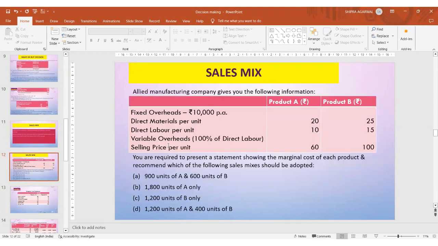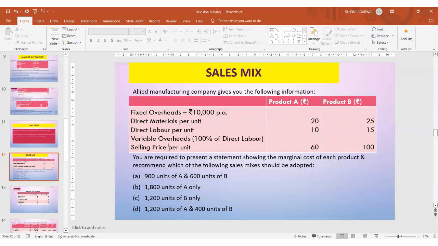Allied Manufacturing Company gives you the following information. They have two products, product A and B. Fixed overheads are constant, that is 10,000 per annum. Direct material per unit, 20 for A, 25 for B. Direct labor per unit, 10 for A, 15 for B.